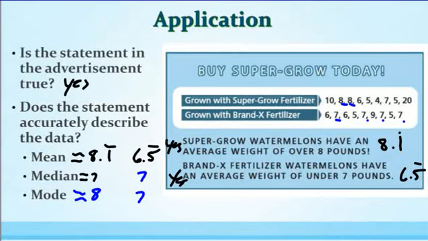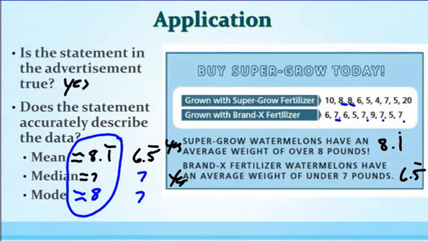So does this statement accurately describe the data set? So the average is over 8. We would say yes, because if you look at the numbers here, the average is over 8. The median, the middle number, is 7, so that means you've got numbers greater than 7 and numbers less than 7, and the number that appears the most is 8. So yes, that would be correct there.